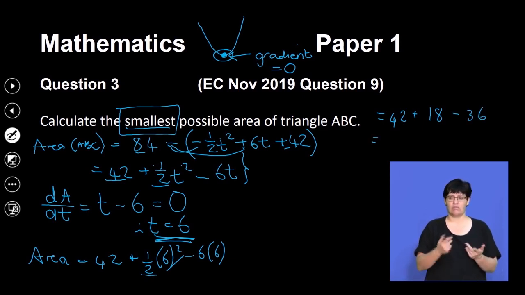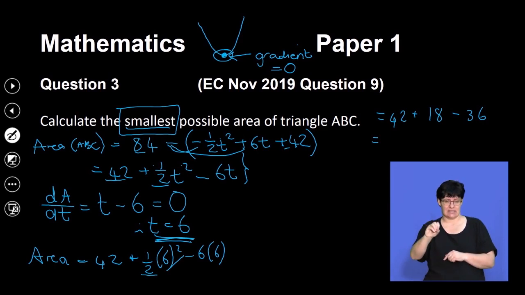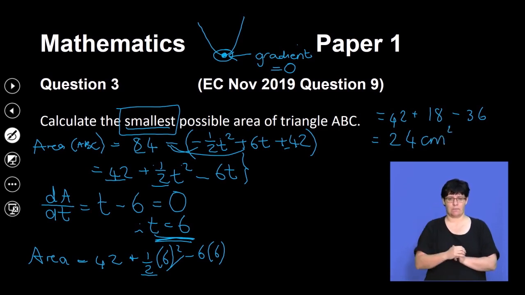All right, so you can obviously do this on your calculator. I'm going to try and do it in my head. So we have 42 plus 18 gives 60, and 60 minus 36 gives 24 centimeters squared. And that is the smallest possible area of the triangle.